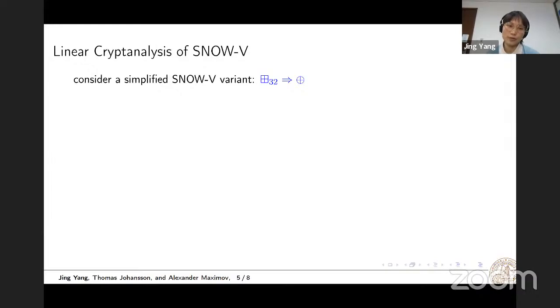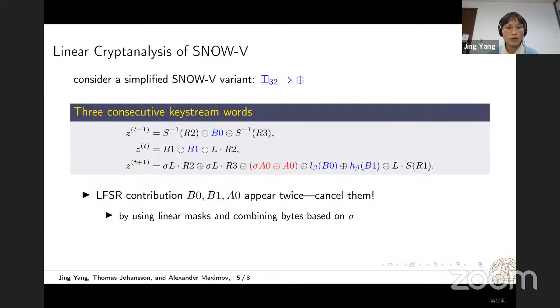So we also performed the linear cryptanalysis of SnowB, but we considered a simplified version in which the 32-bit adders are replaced by the XOR operation. So we tried to find some bias in 3 consecutive keystream words. So here shows the expressions.